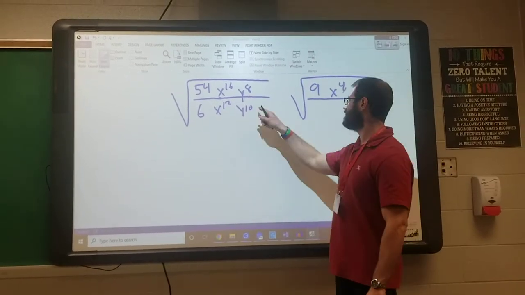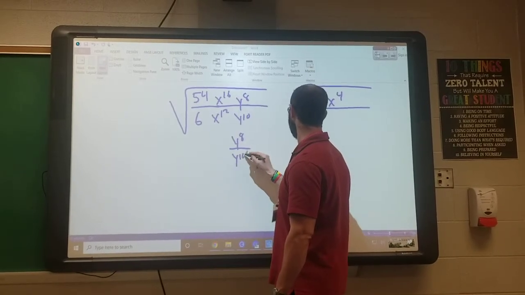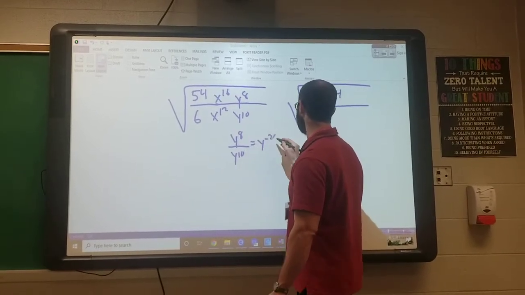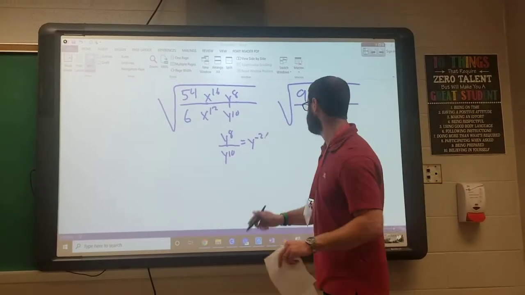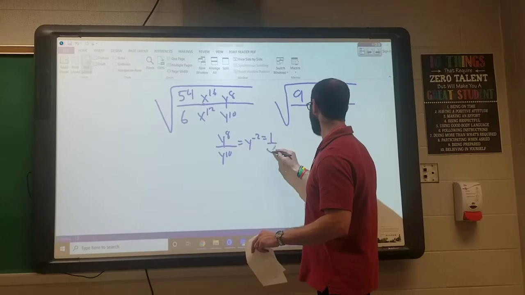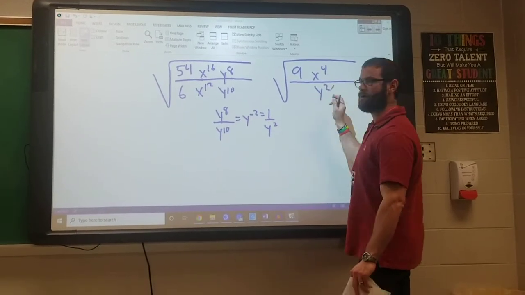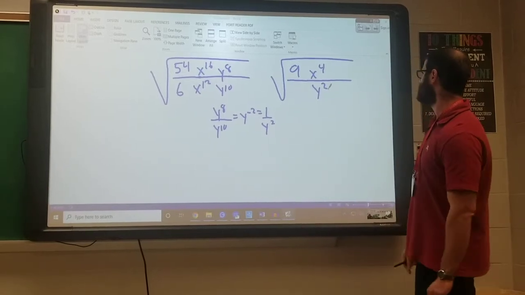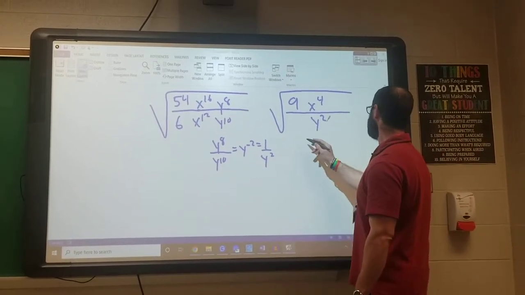When we subtract, y to the 8th over y to the 10th gives us y to the negative second. If we remember our laws of exponents, it's the same thing as 1 over y to the second, which would mean y to the second goes down in the denominator. Now, simplifying, let's break it up here.